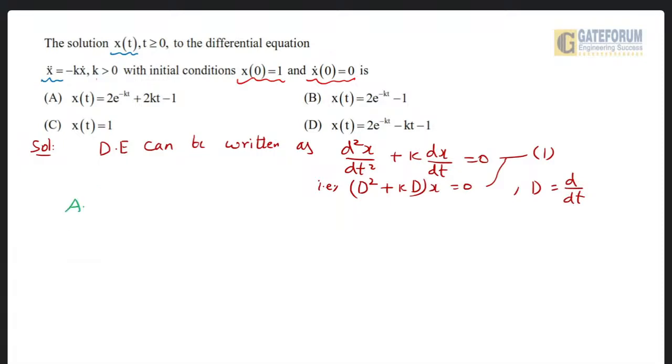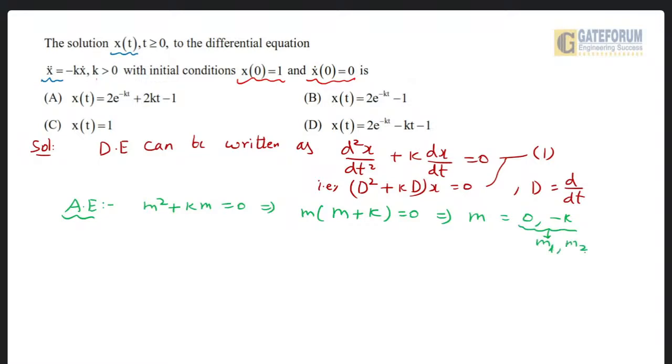Auxiliary equation: putting D is equal to m, D square plus k D is equal to 0, that is m square plus k m is equal to 0. m is common: m into (m plus k) equal to 0. From this, m values are 0, minus k. Comparing with the nature of the roots m1, m2, these are distinct roots.